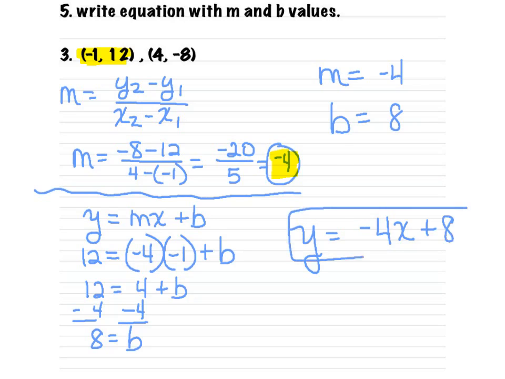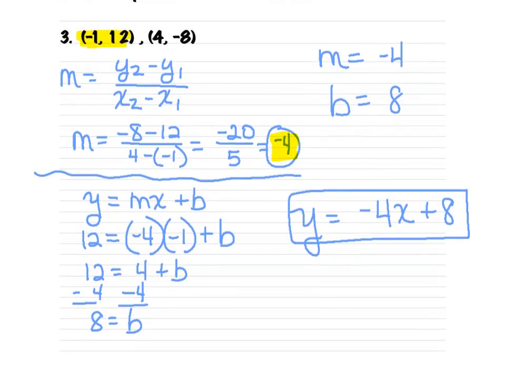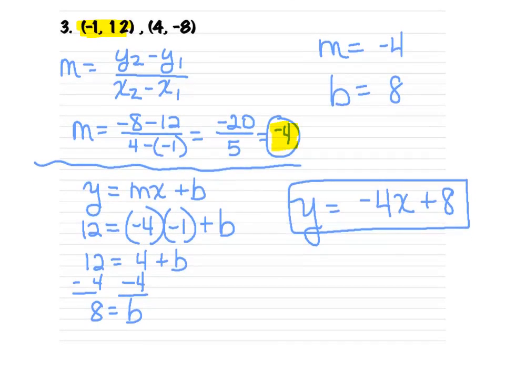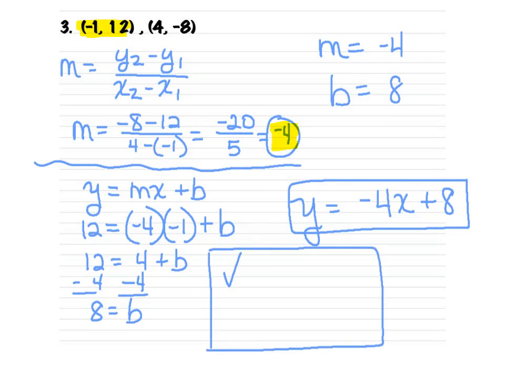And that's my equation. If you want to check that this is correct, you can take any one of the 2 points that are given and you can substitute for X and Y and make sure that this equation is the right one. So let's go ahead and do that just to show you how to check that this is correct. Okay, I'm going to choose the second one. You can choose any one you want.